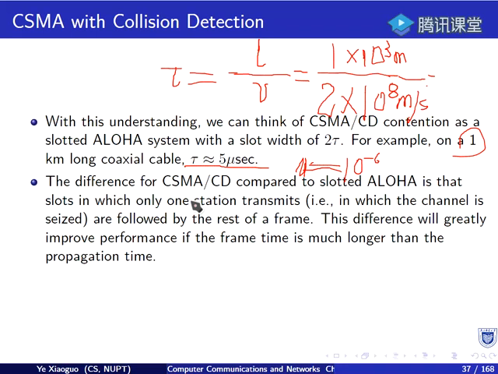So the difference for CSMA/CD compared to slotted Aloha is that slots, in which only one station transmits, in which the channel is seized, are followed by the rest of a frame. This difference will greatly improve performance if the frame time is much longer than the propagation time.